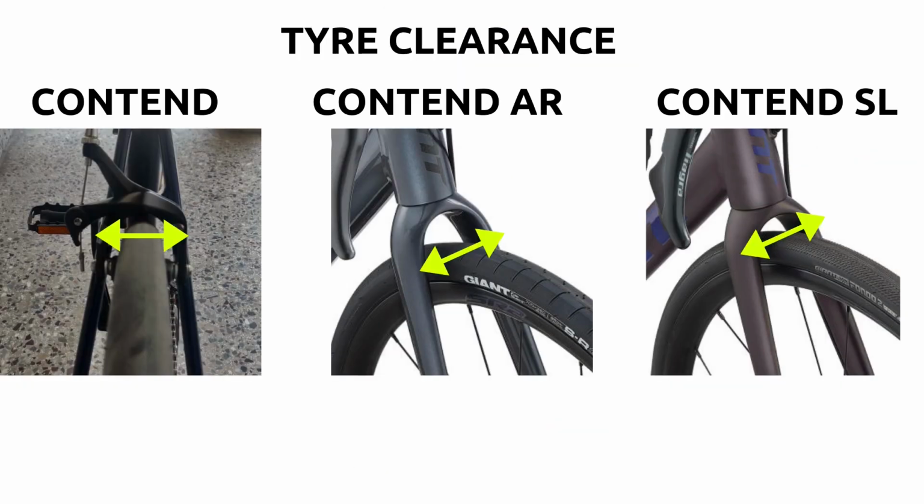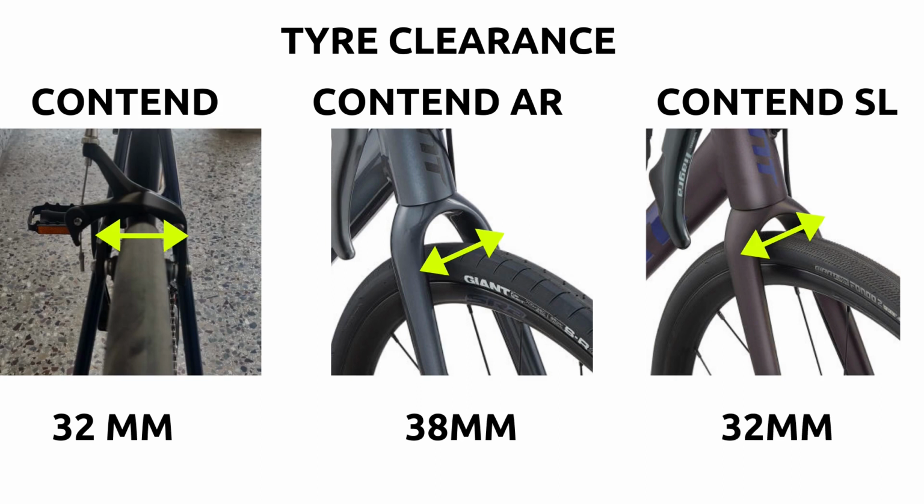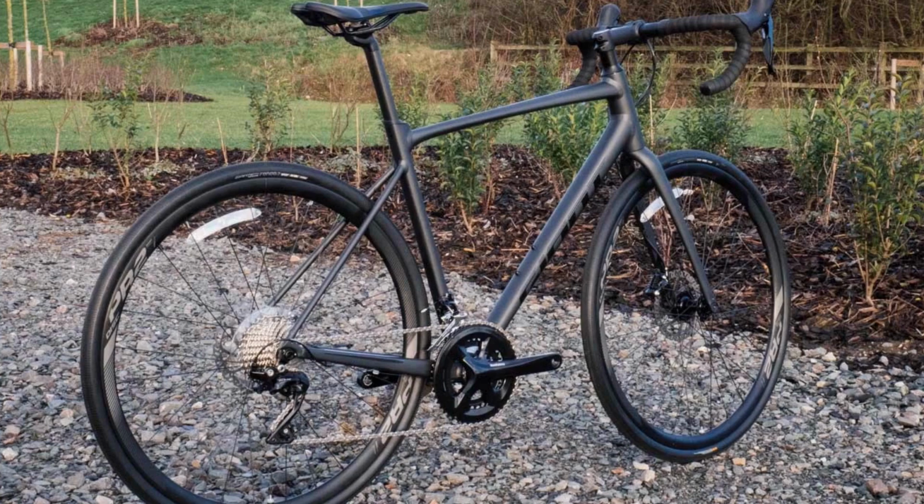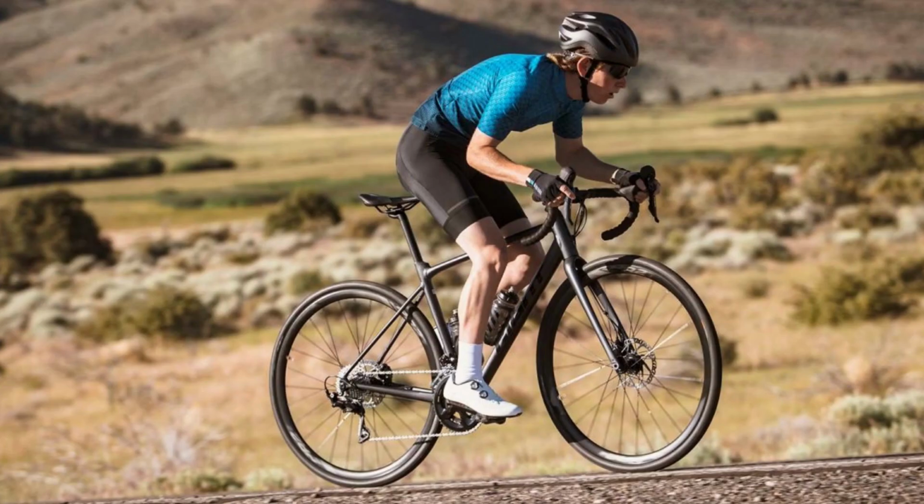The tire clearance in the Contend stands at 32 mil, which is really generous for a rim brake bike. The Contend ARs have a tire clearance of 38 mil, and the Contend SLs have 32 mil of tire clearance again. This reinstates that when you equip the Contend ARs with 38 mil tires, it really can hit light gravel, and is the only one we recommend doing it with.